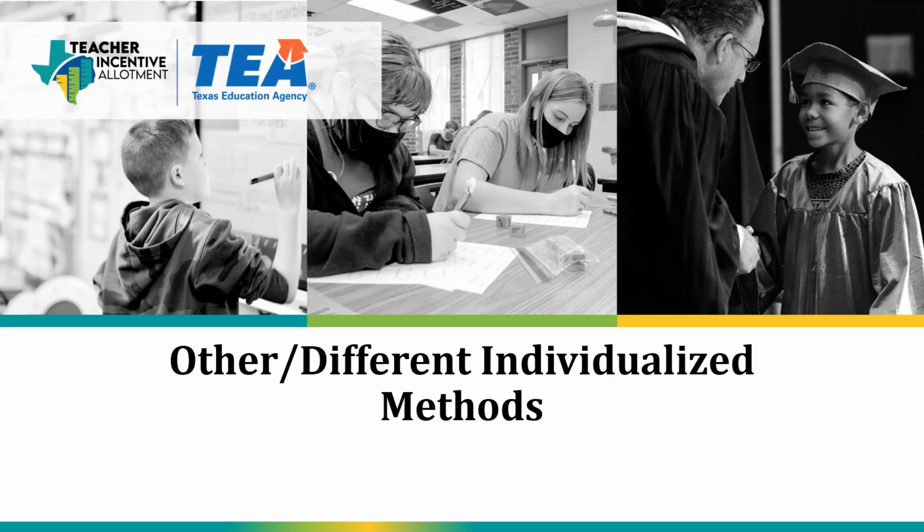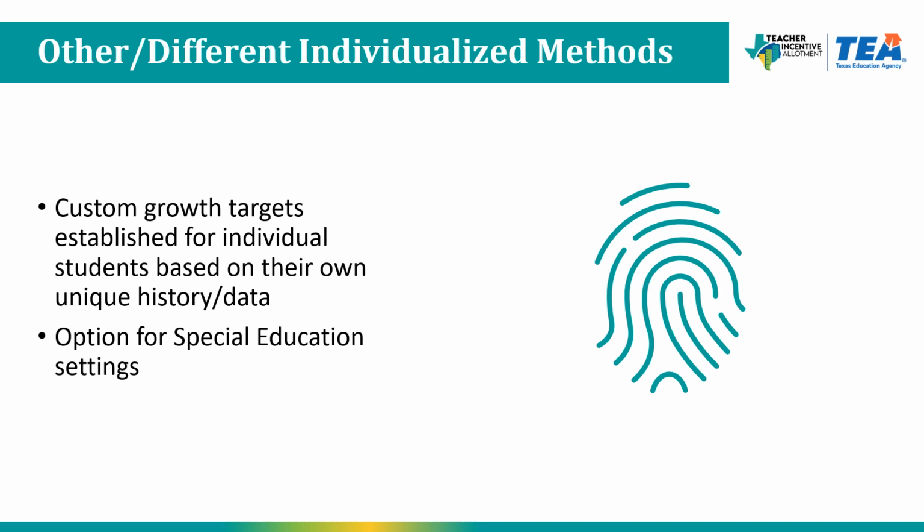We will now examine other different or individualized methods for setting expected growth. The individualized growth model for setting expected growth is not to be confused with the TIA requirement of setting growth at the individual student level. Remember, growth targets are required for all students at the individual level, and any growth models presented today can accommodate that purpose.